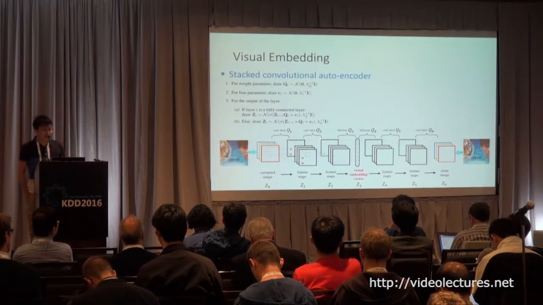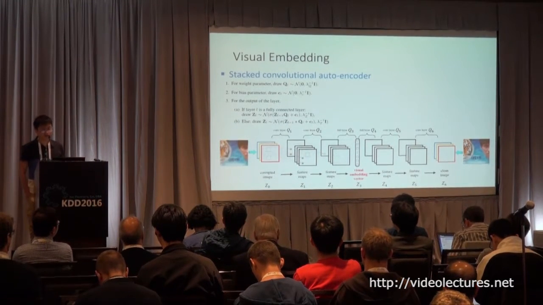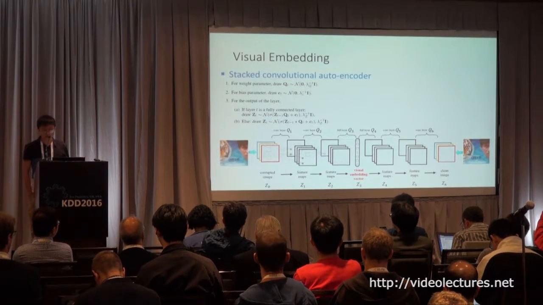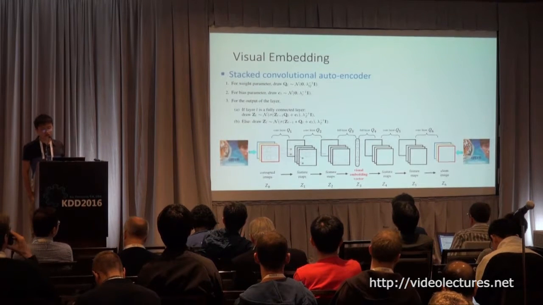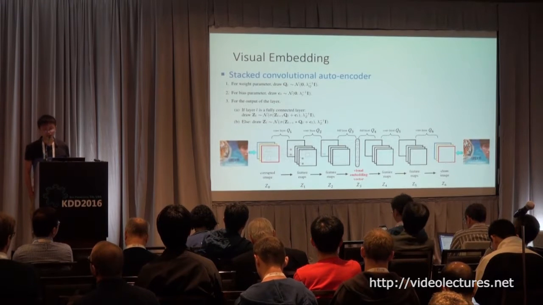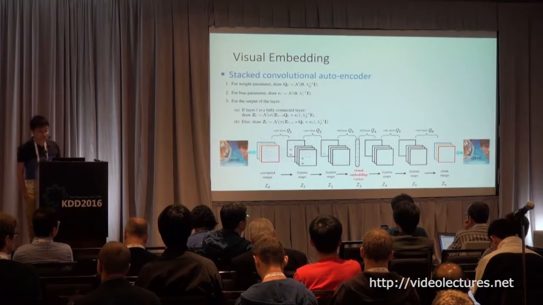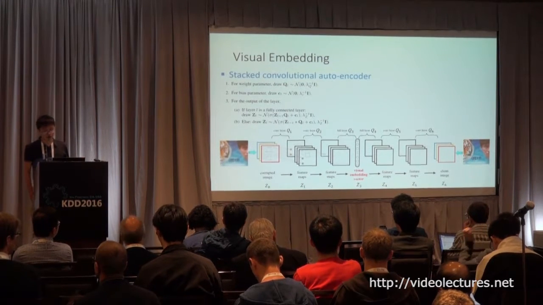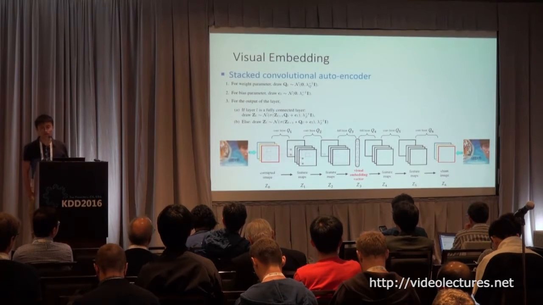Next is the embedding component for visual knowledge. It is quite similar to our textual embedding component. The difference is that for images, we know that convolutional networks are usually effective. So we replace the stacked denoising auto-encoder's fully connected layers with convolutional layers. And similarly, the middle layer in this convolutional network will be regarded as the visual embedding vector for this visual knowledge.